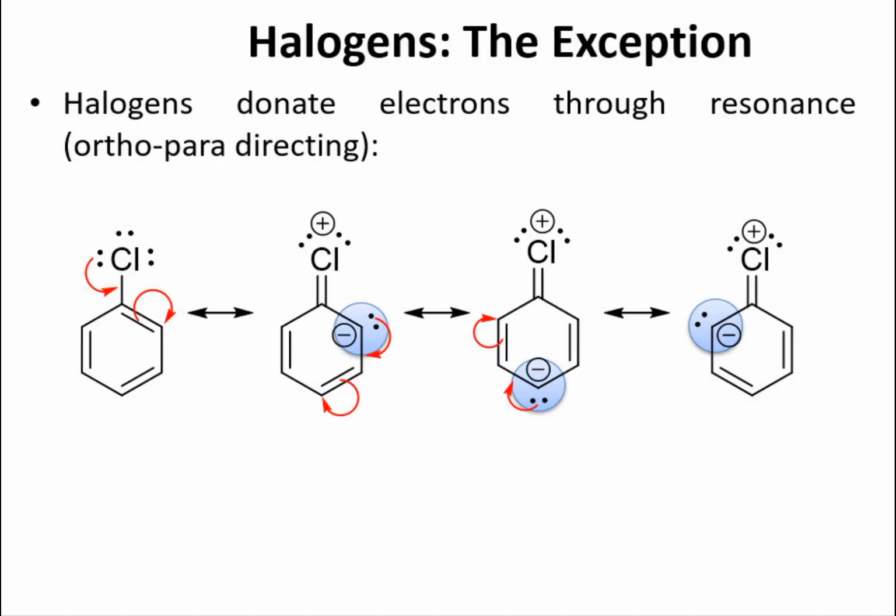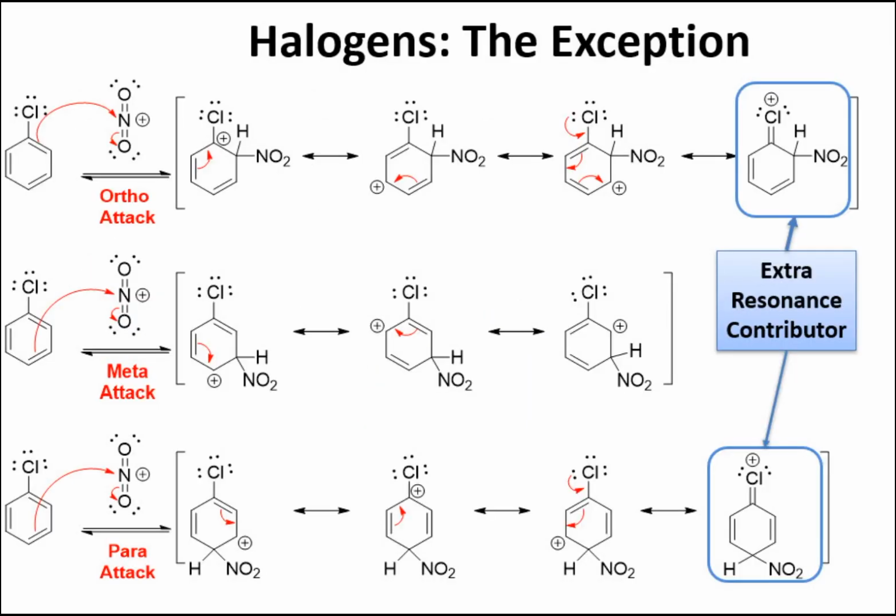So halogens are kind of a weird exception in that they can be slightly deactivating, but also still give us ortho-para substitution because of this resonance electron donation. We can take a look at the different sigma complexes that we would arrive at for our halobenzenes. And we would see that, like before with the methoxy group, we have that additional resonance structure for the ortho and para substitutions.